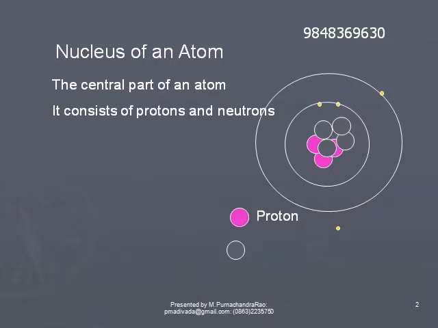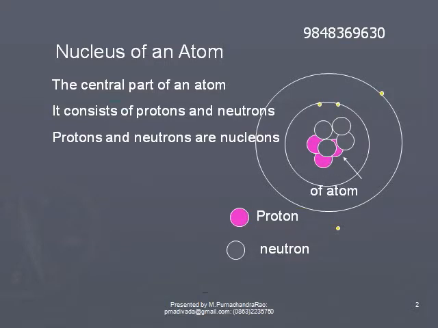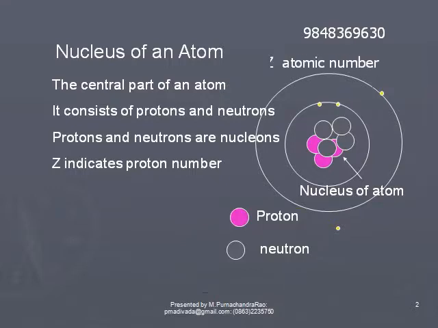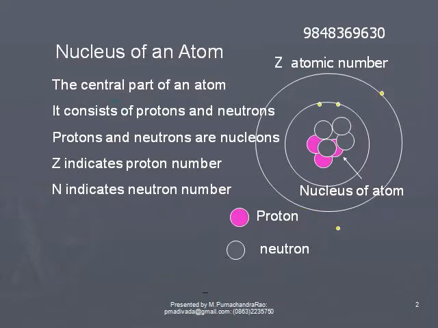Generally, we indicate the protons with the letter Z, and this is called the atomic number. Z is called atomic number. It indicates the number of protons. In a neutral atom, the number of electrons is also equal to the number of protons. So Z can indicate the electrons in a neutral atom.